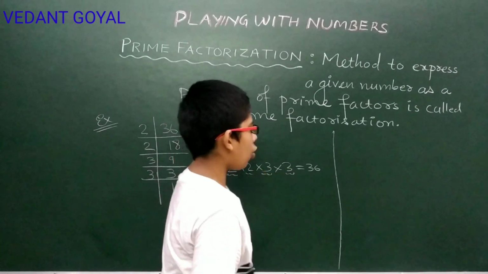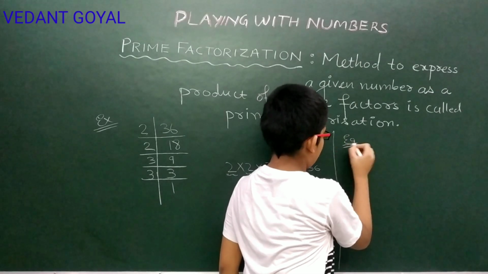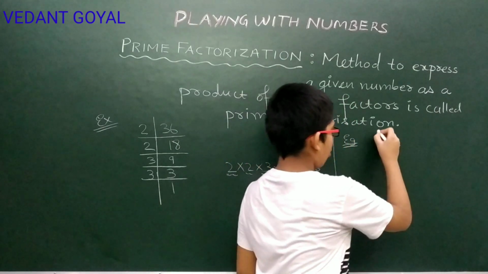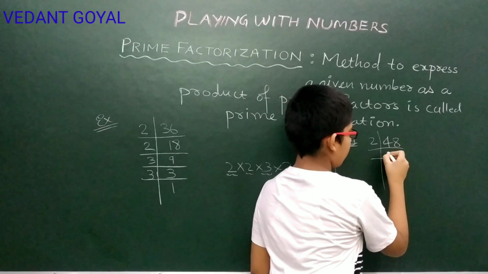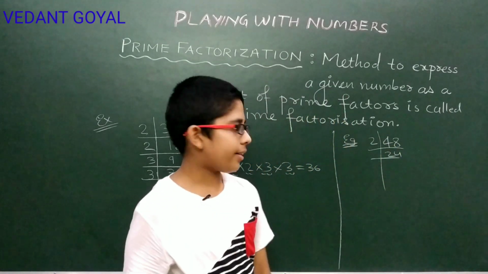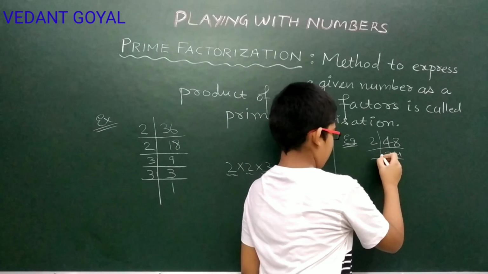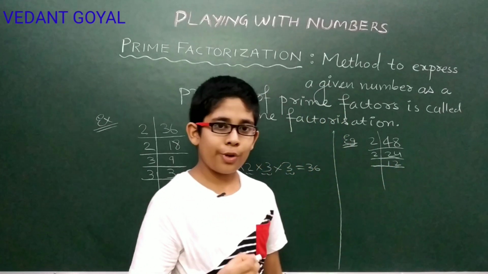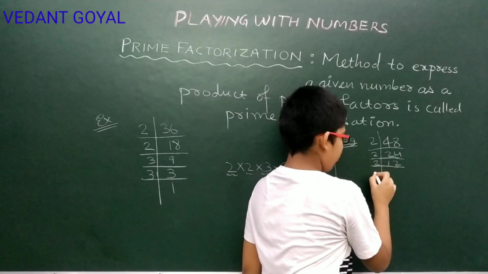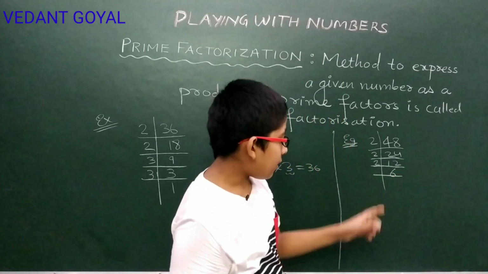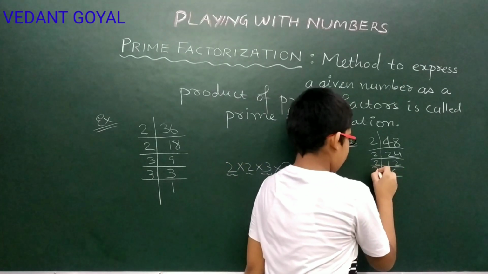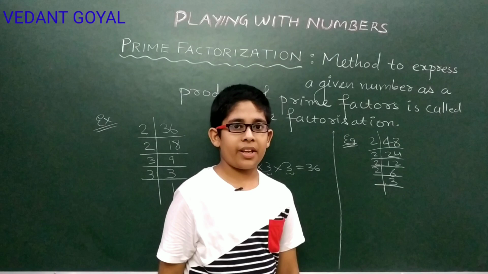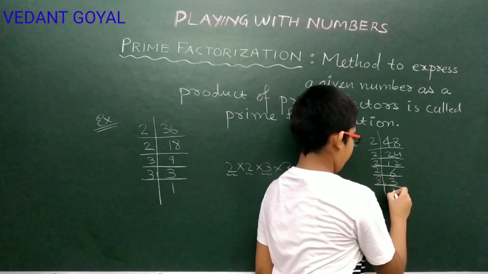Okay. Now let's take another example. 48. First we will check for 2. Yes, 48 is divisible by 2 and we get the quotient as 24. Then we have again 2, we will get 12. Again 12 can be divided by 2 and we will get 6. 6 is also divisible by 2, so we will divide it by 2 and get 3. Now 3 is not divisible by 2, it is divisible by 3 and we get 1.